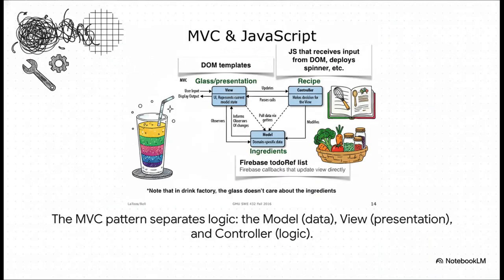So to fix the spaghetti, developers needed structure. They came up with design patterns, and one of the most famous is MVC. That's model, view, and controller. The easiest way to think about it is like a recipe. The model is your data. Those are the ingredients. The view is the final presentation. That's the finished dish in a pretty glass. And the controller? That's the recipe itself. It's the logic that takes the ingredients and tells the view how to display them. This separation made code clean, organized, and way easier to manage.